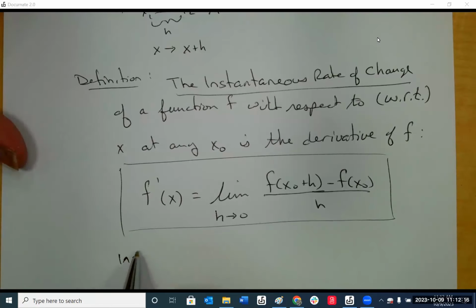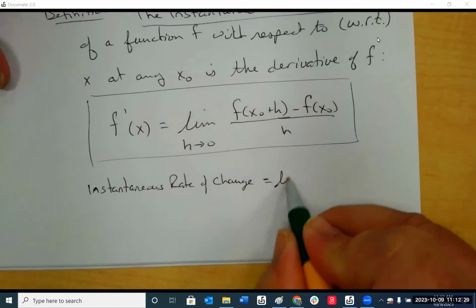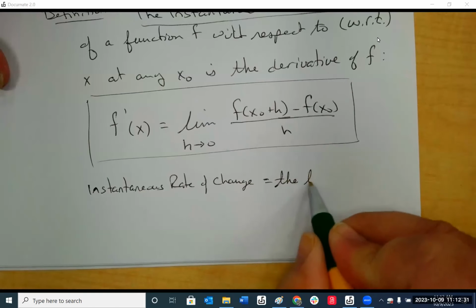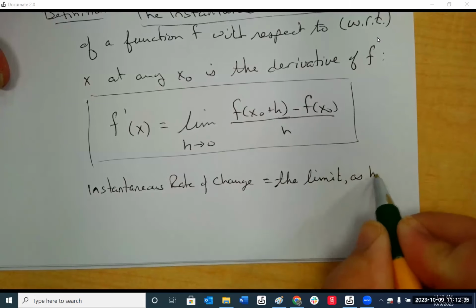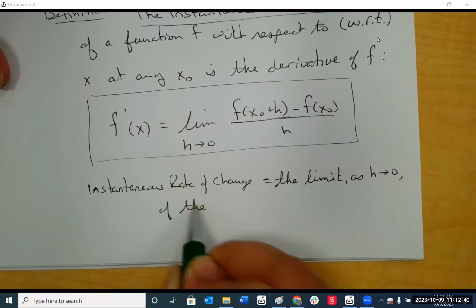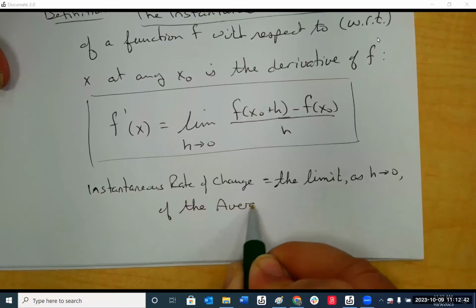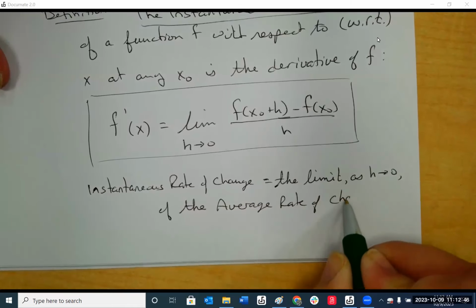So the instantaneous rate of change is equal to the limit as h goes to 0 of the average rate of change.